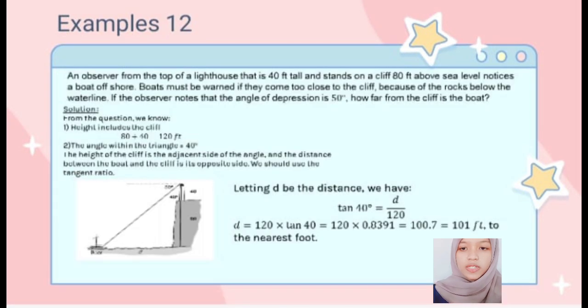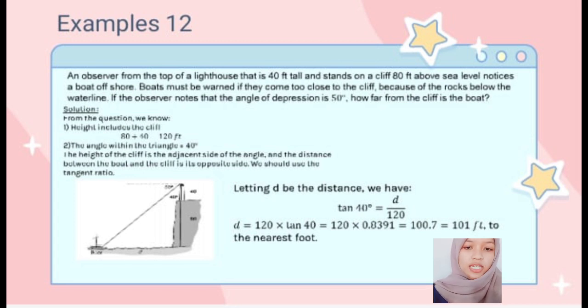Next, we have example 12. An observer from the top of a lighthouse that is 40 feet tall and stands on a cliff 80 feet above sea level notices a boat offshore. A boat must be warned if it comes too close to the cliff because of the rocks below the waterline. If the observer notes that the angle of depression is 50 degrees, how far from the cliff is the boat?